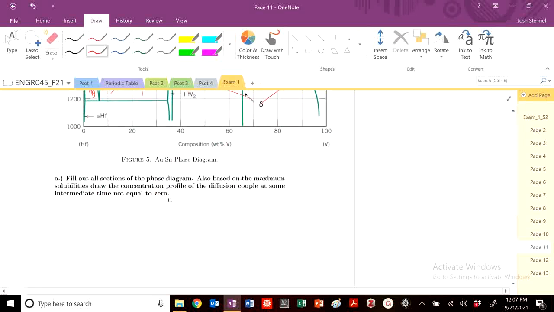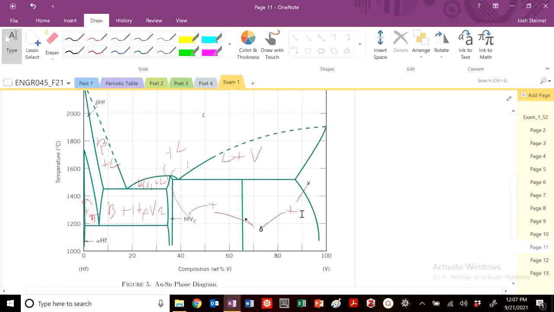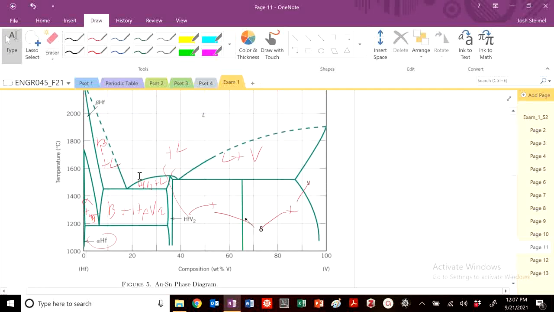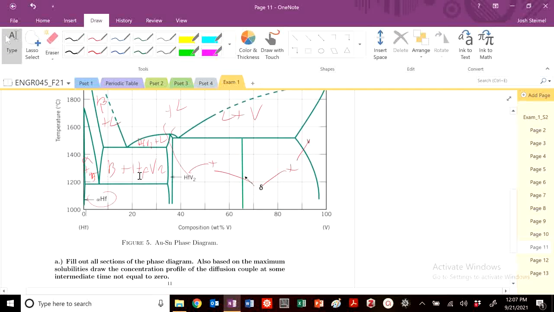Also, based on the maximum solubilities, draw the concentration profile of the fusion couple at some intermediate time not equal to 0. Excellent. Looking at the values here, in my pure alpha phase, for pure hafnium, I really can't put too much vanadium into my hafnium. But meanwhile, I can put quite a bit of hafnium into my vanadium and still be in that vanadium phase. So I know that the diffusivity of hafnium is going to be much greater than the diffusivity of vanadium.